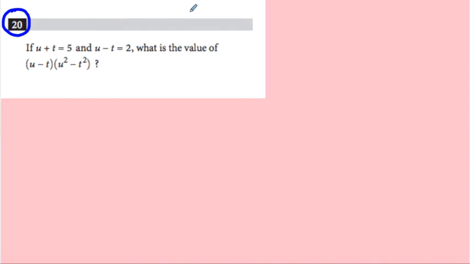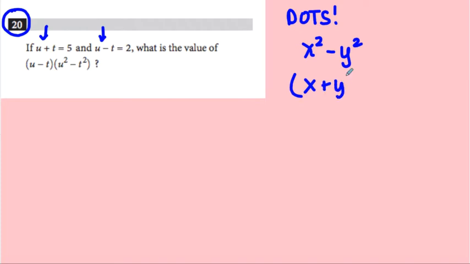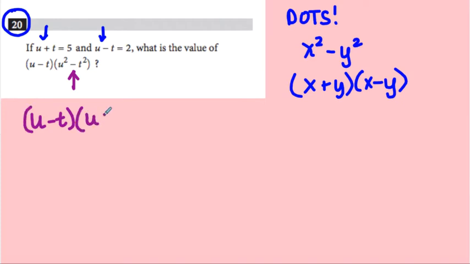But what do I notice? Well, I notice that I'm given a u plus t and a u minus t. And because they're the same variables but with one opposite sign, it makes me think of the difference of two squares, because that factor pattern is x plus y, x minus y. Then I notice that what they're trying to find the value of is a difference of squares. So what I did was I factored it: u plus t, u minus t.